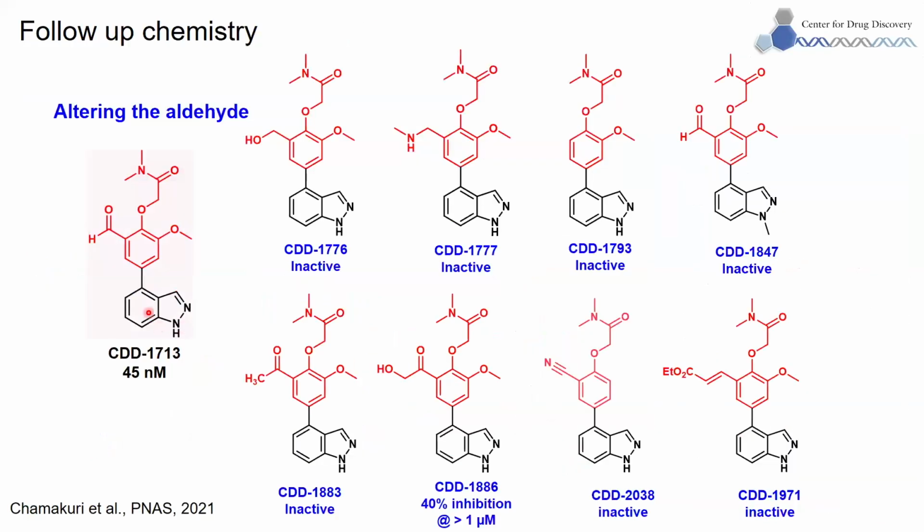As you can see, CDD17 contains an aldehyde functional group, which we all consider promiscuous, right? Aldehydes can react with any nucleophilic residues in the proteome. So let's do some validation first, to see how important this aldehyde is. We reduced it to the alcohol, generated a secondary amine, and completely removed the aldehyde.